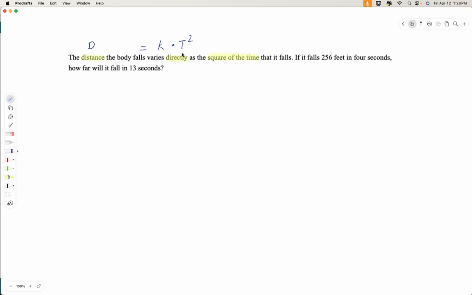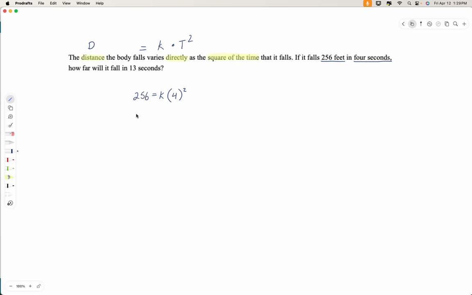This is my formula. I'm going to drop in the information that I have. If it falls 256 feet, that is a distance. In 4 seconds, that is a time. So 256 is equal to k times 4 squared. That's my formula to solve for k, my constant. So I solve for this first.